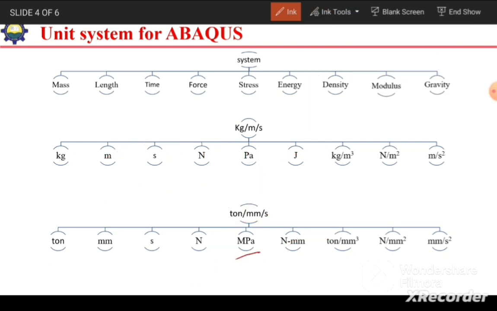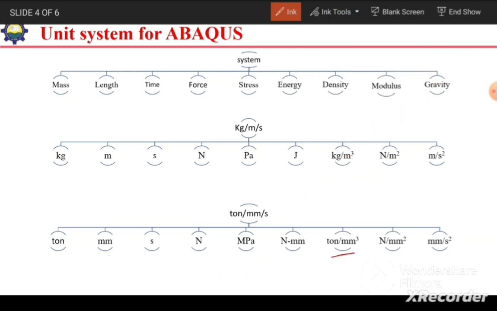Similarly, for stress, it will be megapascal, Newton per millimeter square, because length is in millimeter and force is in Newton, so it will be force per unit area, Newton over millimeter square, and it will be equal to 10 raised to power 6 Pascal, or we can write it as megapascal.